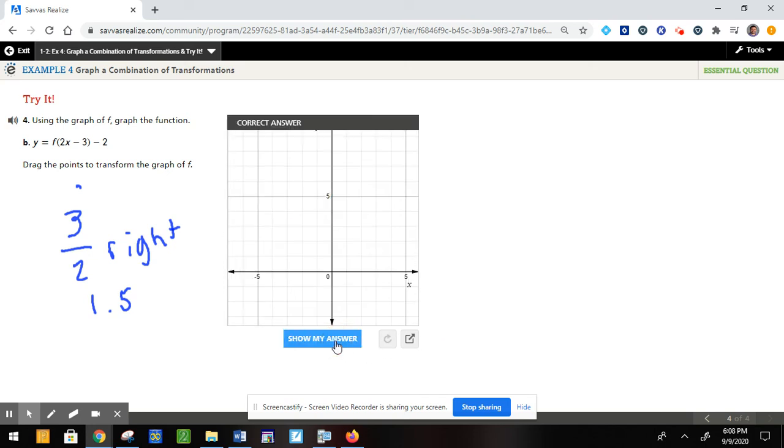And let's check our answer. So that's the correct answer, and then that's the one that I put in. So it looks like they match up. Okay, so hopefully you gave that a try. Let's move on to the next example.